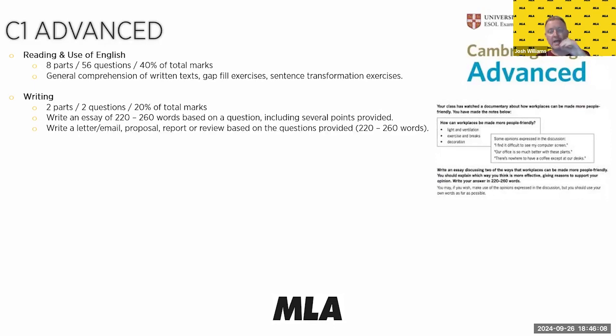And then again, the second part of the writing is a choice. You can choose between a letter and email, proposal, report, or a review. Not all of those are always available, but some of those are guaranteed. And again, the same word limit. Again, it's very important that the students are aware of what writing a proposal means, what they expect to find in a report or a review.